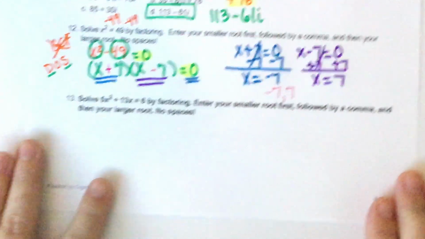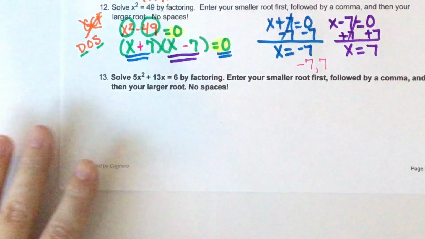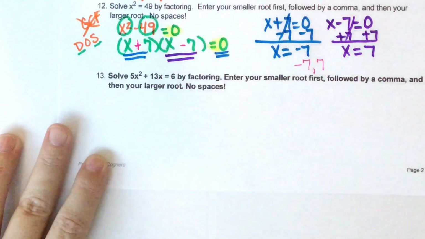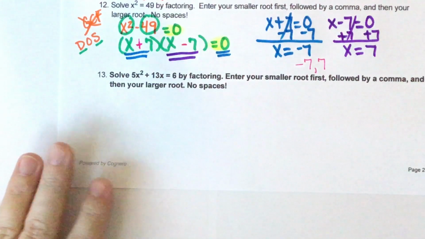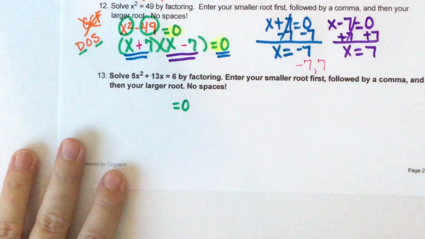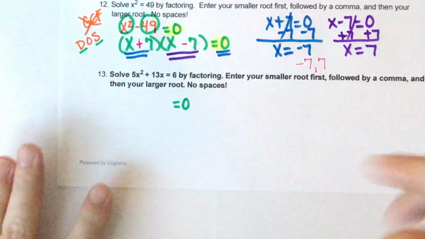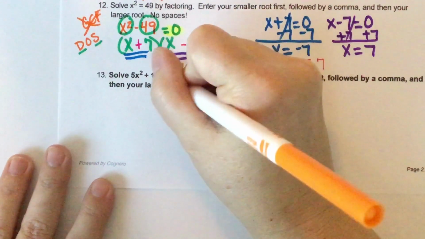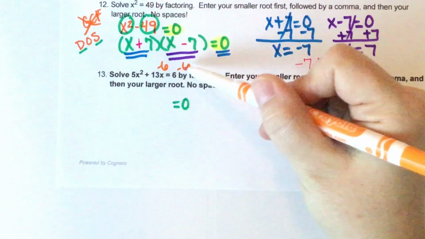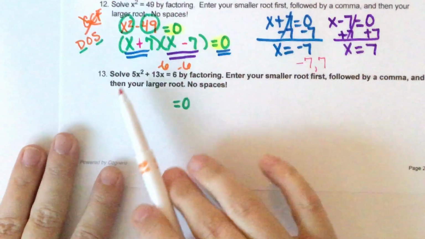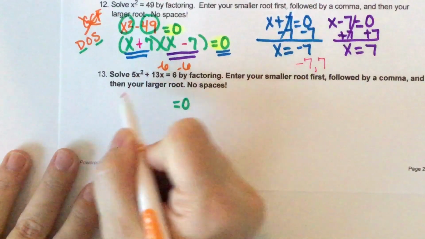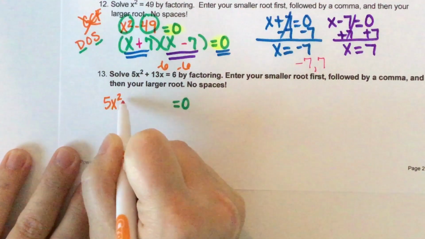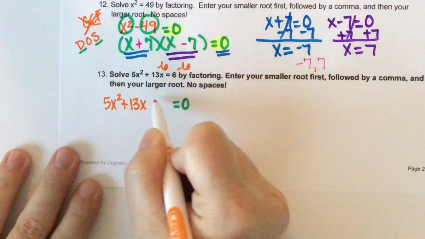All right, number 13. This says solve this equation by factoring, and we're going to enter it the same way. Smaller root, comma, larger root. Okay, it needs to say equals 0, and it does not say equals 0, so I need to fix it. So to get rid of this positive 6, I'm going to have to subtract it. So now 6 minus 6 makes 0. And then the left side, I can't do anything with that, so I'm going to drop it. So I'm going to drop the 5x squared, I'm going to drop the plus 13x, and I'm going to drop the minus 6.